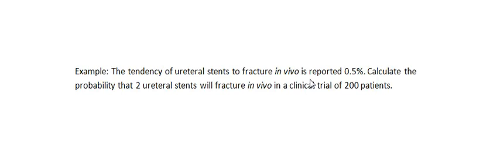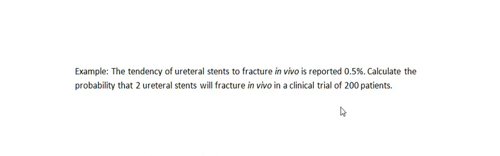Now just like the binomial distribution, the Poisson distribution also has its requirements. The first requirement is the random variable x is the number of occurrences of an event over some interval. In this case, x is the urethral stents that tend to fracture in vivo. So this is a rare event.